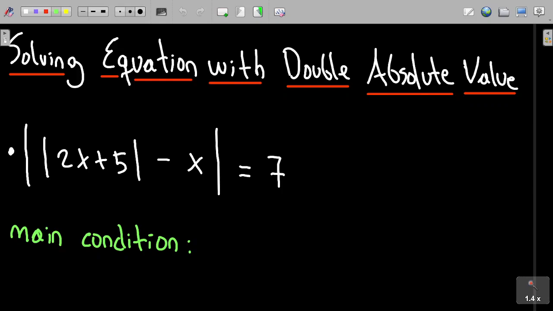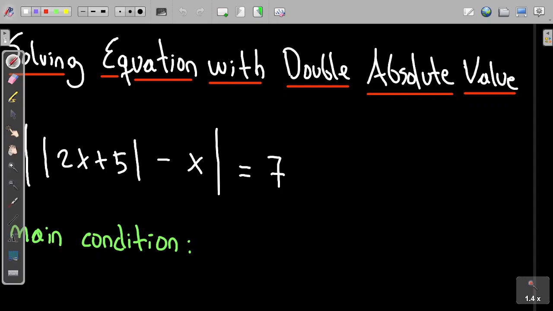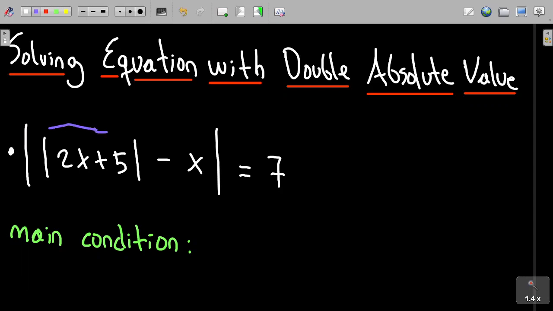We're going to solve an equation with double absolute value today. So the equation is the absolute value of 2 times x plus 5 minus x, and all this equals 7. Okay, so we need to be careful when we have two absolute values, because we have one here and another here. So we need to put the conditions of the absolute value in each expression of the absolute value.